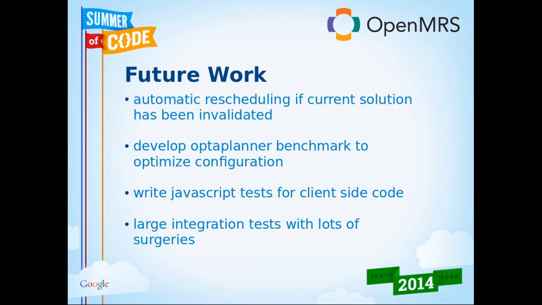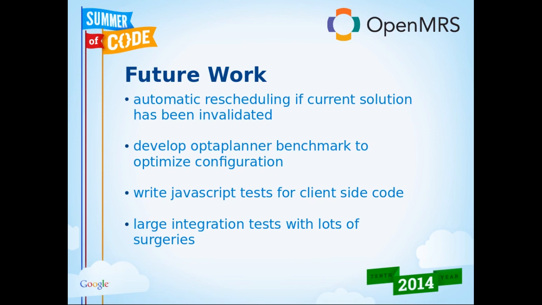Another point would be to develop an OptaPlanner benchmark to optimize and compare configurations, in order to compare different algorithms and their parameters to increase the efficiency and avoid being stuck in local optima. Then write JavaScript tests for client-side code, because unfortunately they are not existent at the moment, and this would increase code quality.